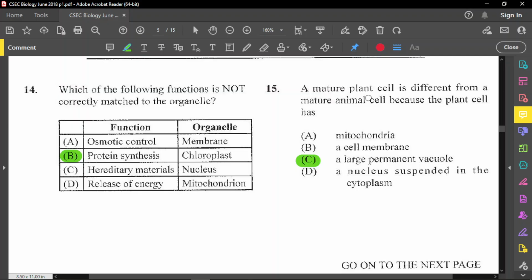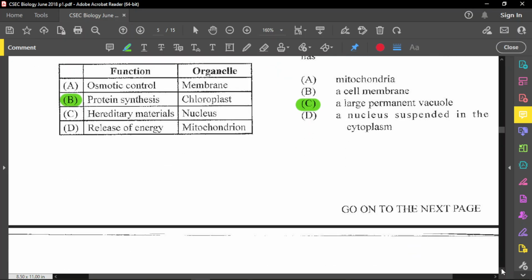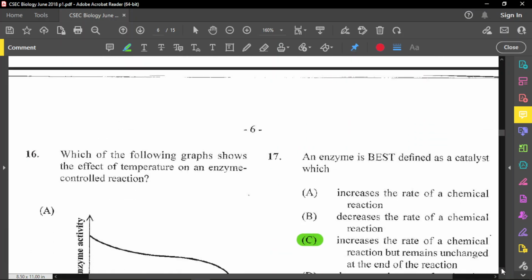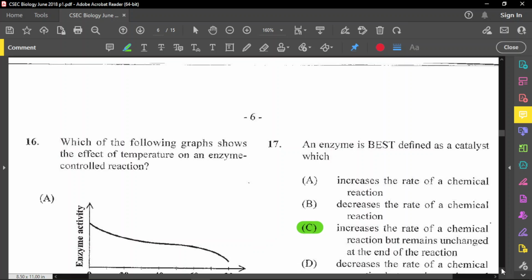Number 15, a mature plant cell is different from a mature animal cell because the plant cell has a large permanent vacuole. Plant cells have a large centrally located vacuole and it's really large compared to animal cells. Animal cells only have small ones and there are many of them, and as a matter of fact vacuoles in animal cells can be temporary as well, just to make a mention of that.